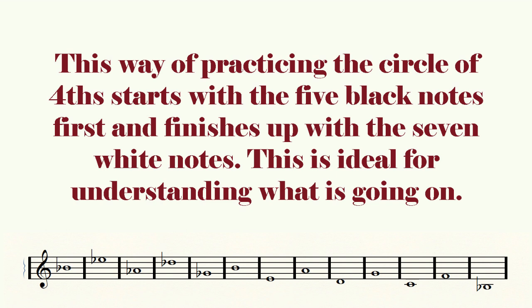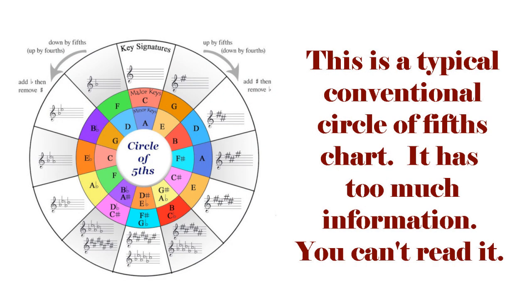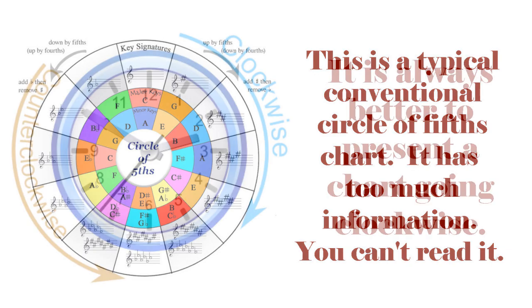This gives us the whole sequence starting with 5 black notes and finishing up with 7 white notes. It's a great way to memorize the sequence. Standard charts of the circle of fifths usually go up in a less natural way when you read them clockwise. They are so packed with so much extra information that you can't get at the essential pattern.